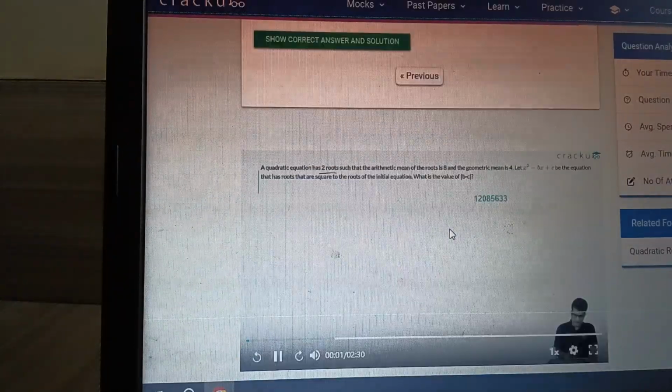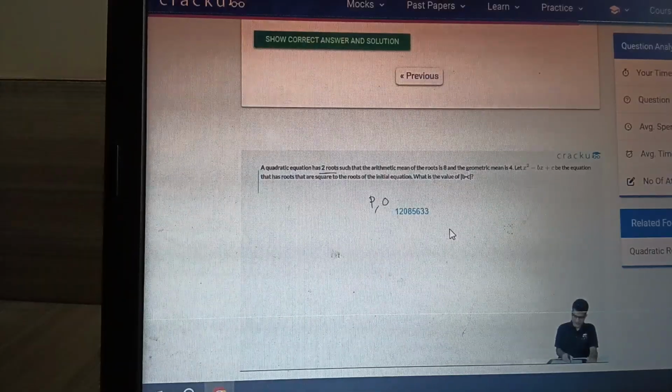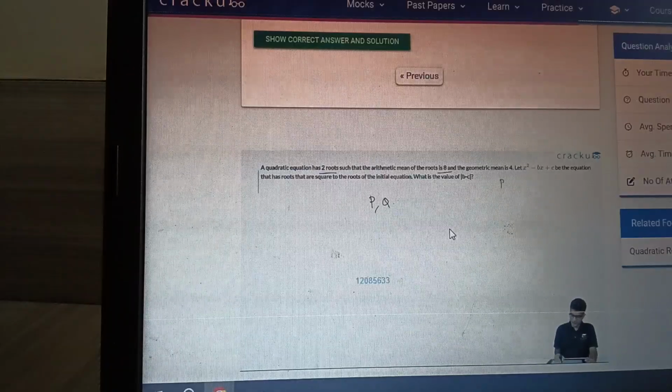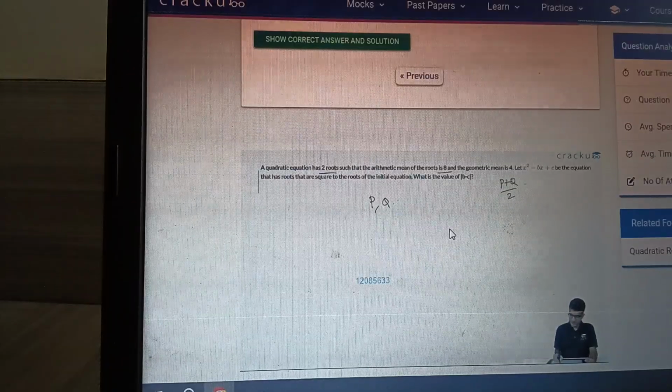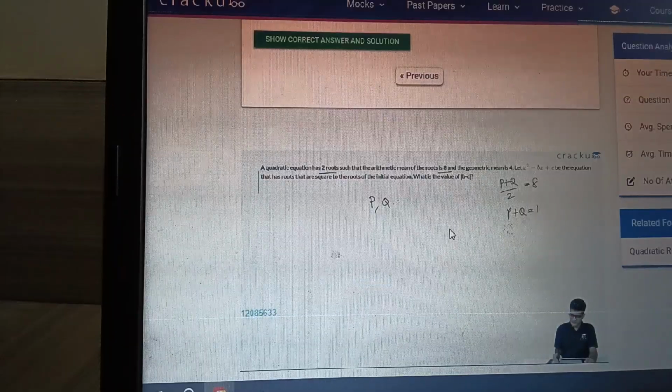Equation: we are told that there is a quadratic equation which has two roots. Let us assume that the two roots are p and q. The arithmetic mean of the two roots is 8. So (p plus q) divided by 2 is 8. So p plus q is equal to 16.